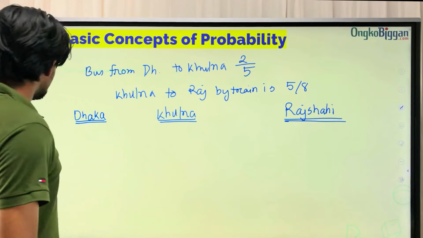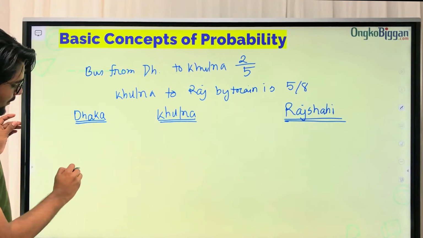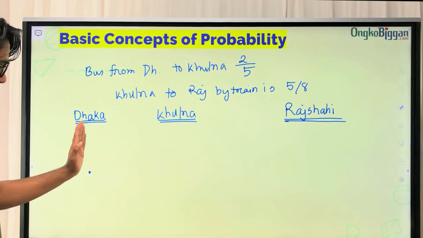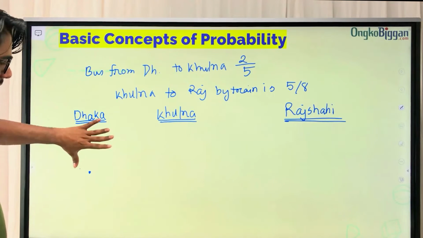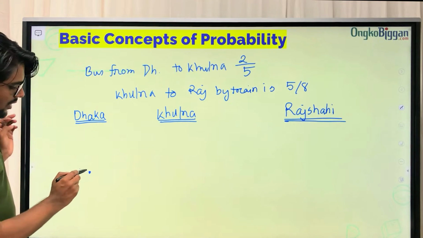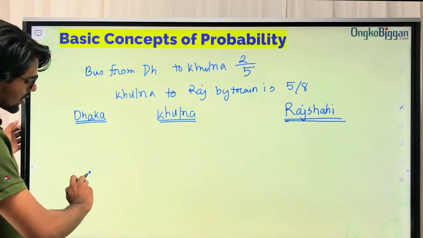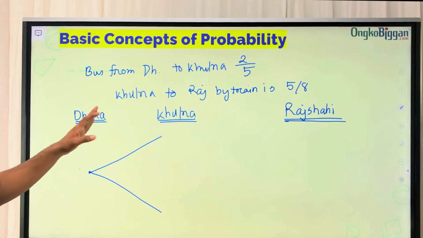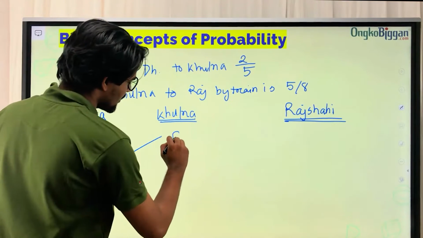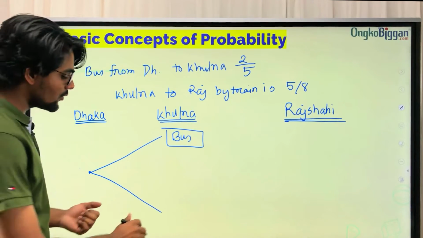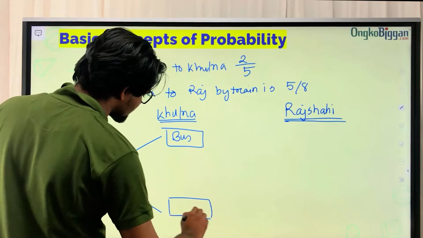Okay, so he has the probability of going from Dhaka. Since he is starting from Dhaka, we are going to take this as a point, and then we are going to spread two branches from it. So this branch is going by bus, and this branch is going not by bus. So you can use different transport for that.